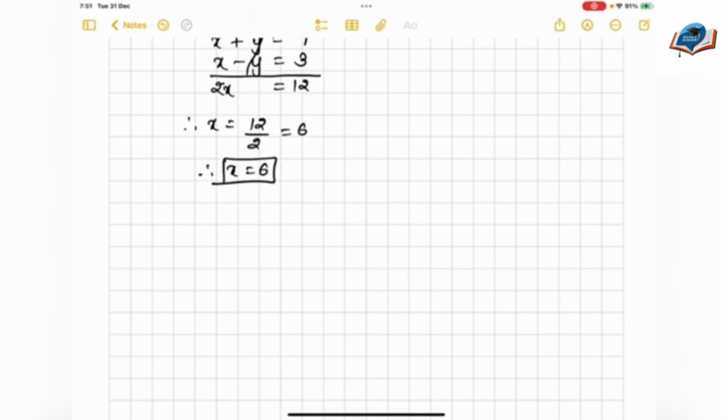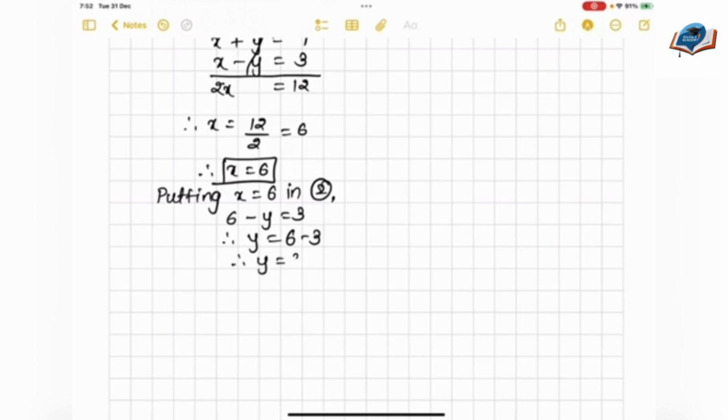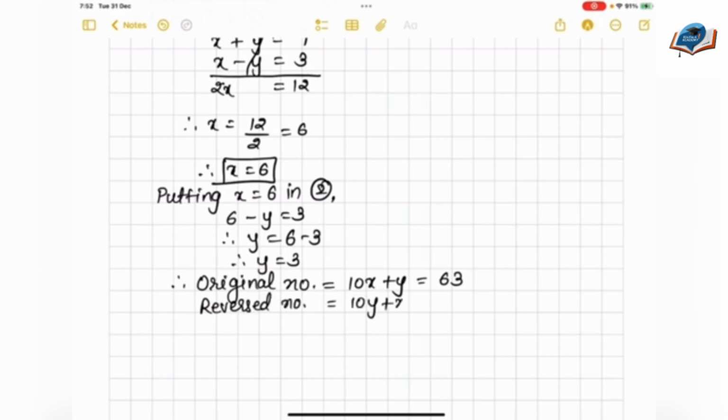Now putting x equal to 6 into the second equation, 6 minus y equals 3. Therefore y equals 6 minus 3, so y equals 3. Therefore the original number is 10x plus y, that is 63, and the reverse number is 10y plus x, that is 36.